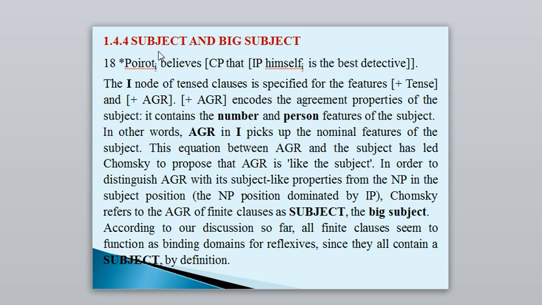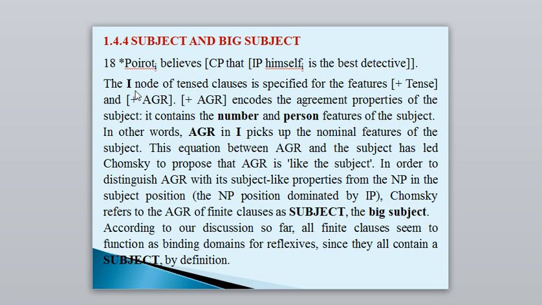As I told you, in each domain for a reflexive pronoun, we need a kind of subject or big subject. For example, look at this example: Poirot believes that himself is the best detective. You see here we have a reflexive, himself, so it needs an antecedent, but its antecedent is in another, higher sentence, so there is no locality condition, so this is ungrammatical.